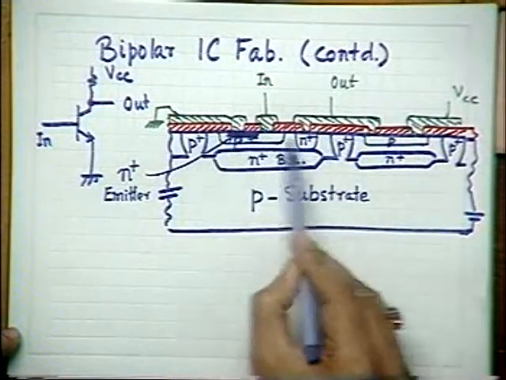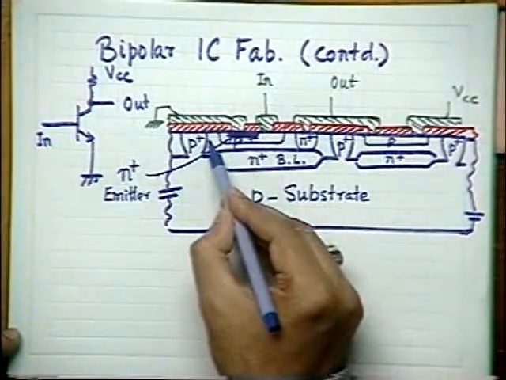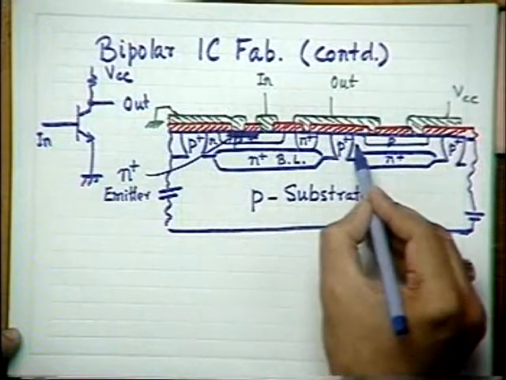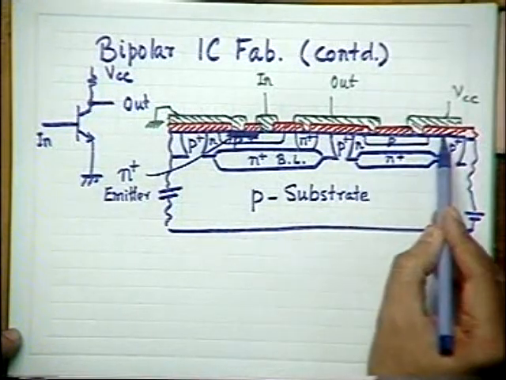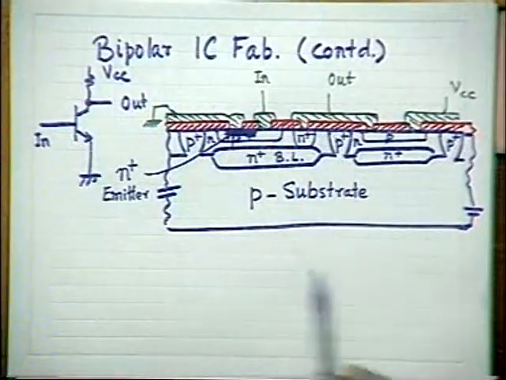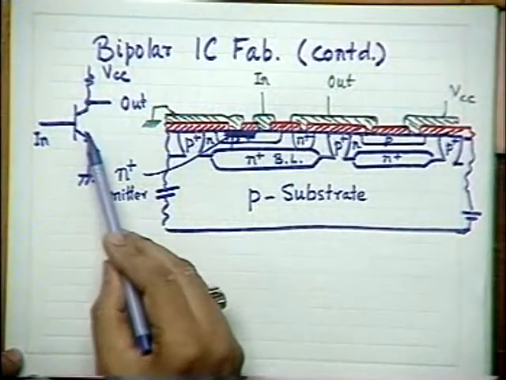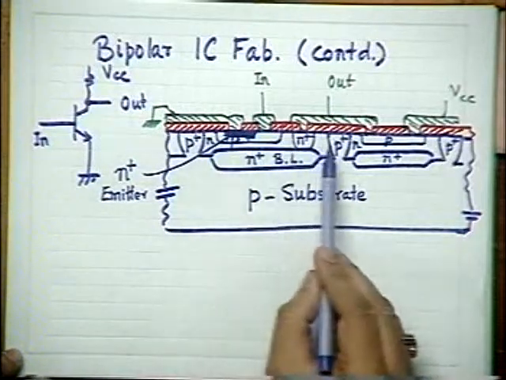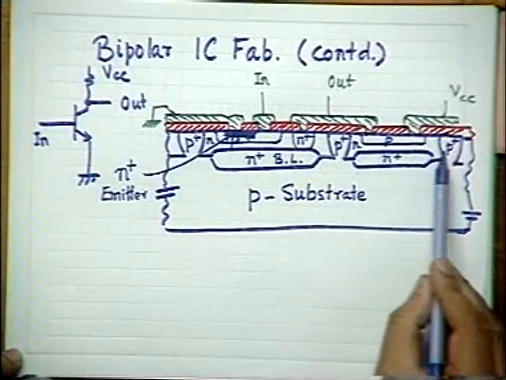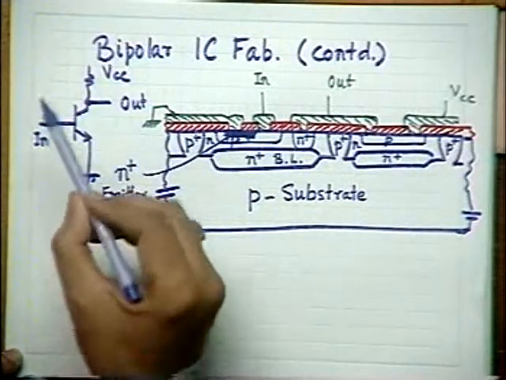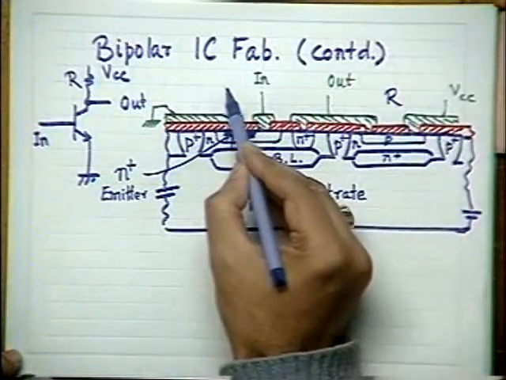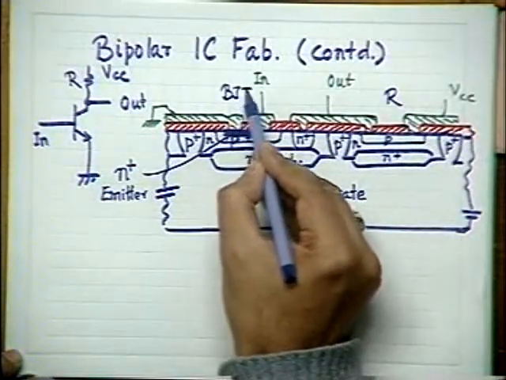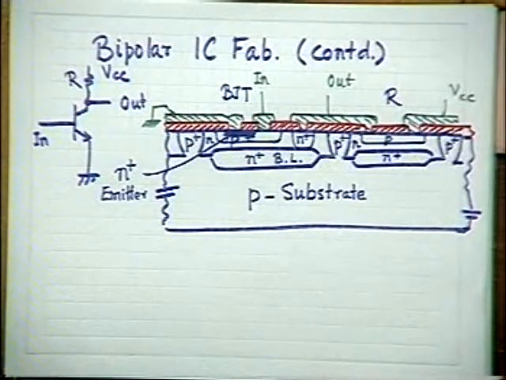From here to here, this region is the N-type epitaxial film, from here to here, as well as from here to here. These are islands, which I have told you in the last class. This particular N island contains the BJT, the transistor, whereas this particular island contains the resistor R. This is the R, and this is the BJT. Okay?